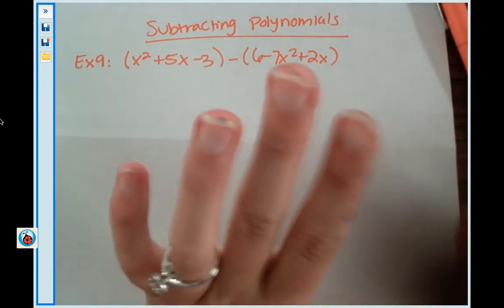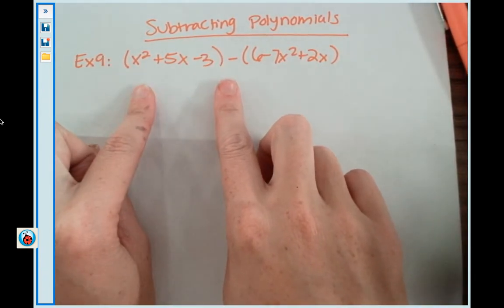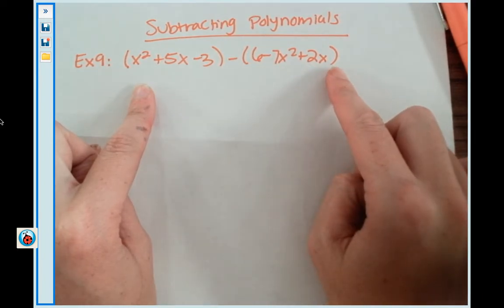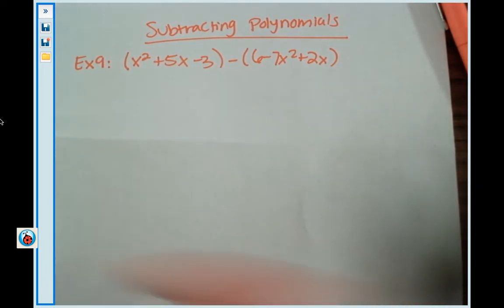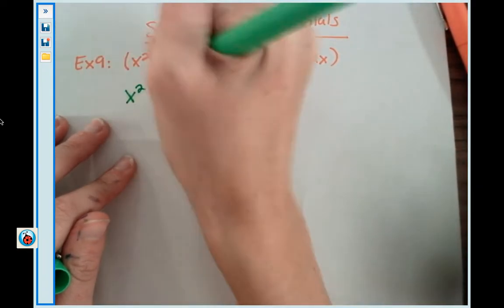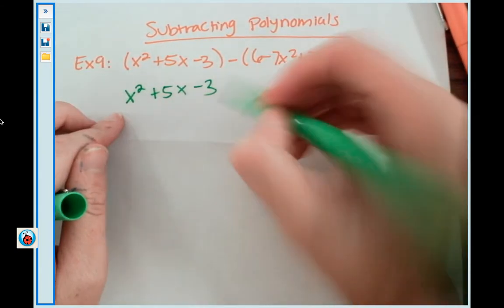Okay, so with subtracting polynomials, you can drop the first parenthesis, but we are not going to drop the second one yet. So I'm going to bring all this down right here, out of the parenthesis. So we got x squared plus 5x minus 3. So I brought all that stuff down.